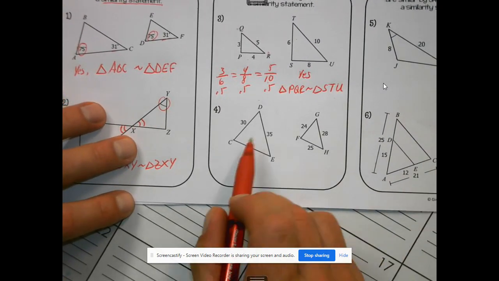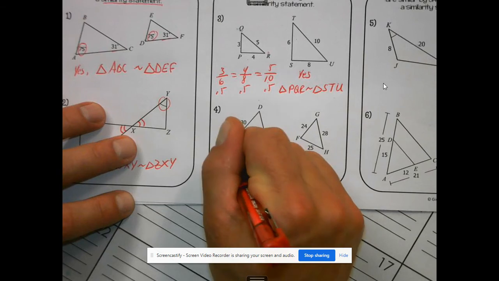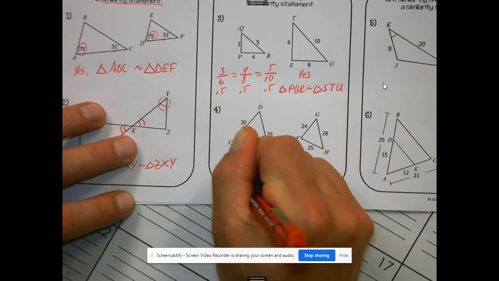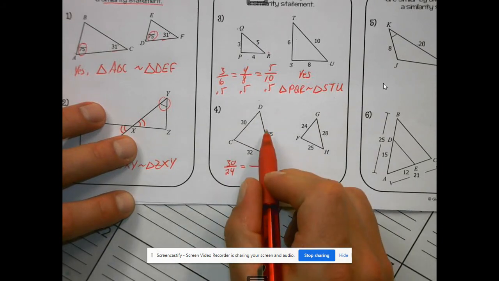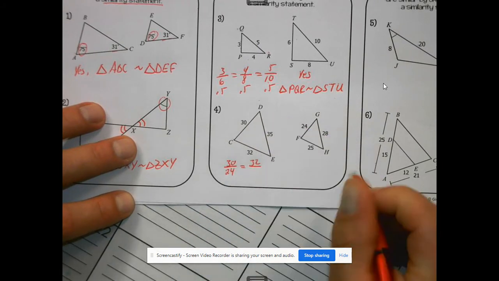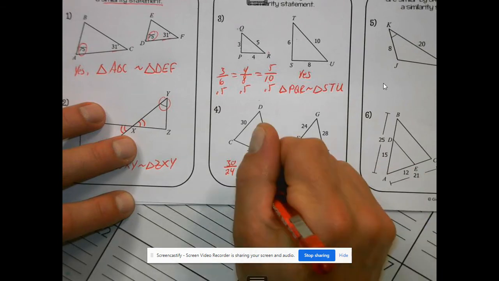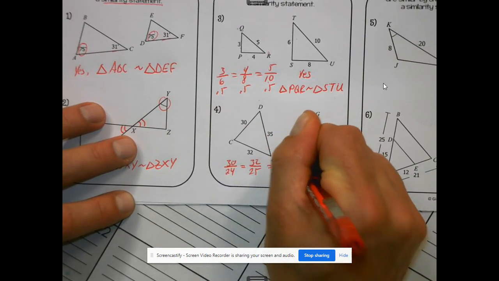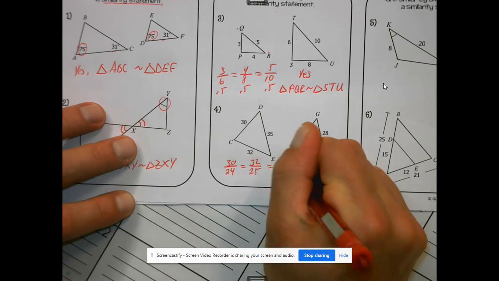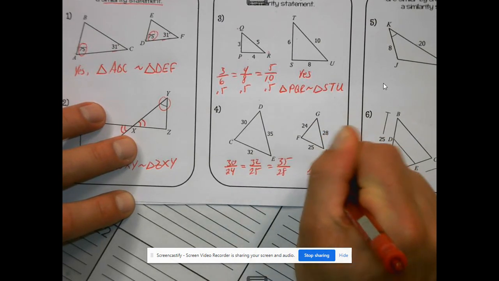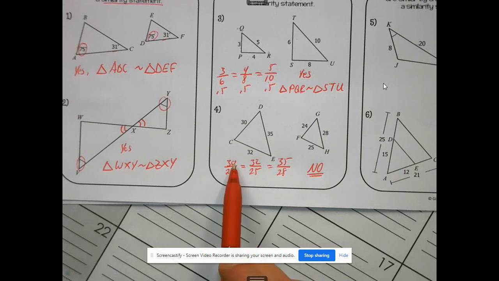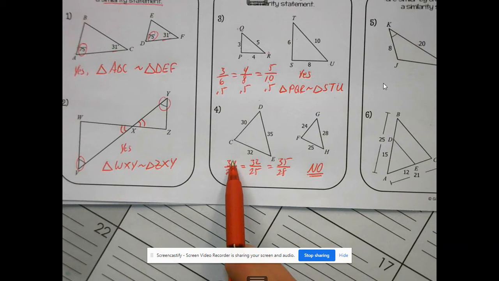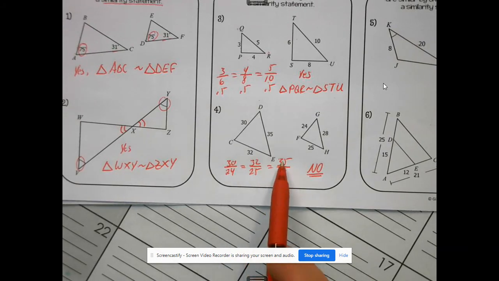Number 4, let's see here. Small on the left is 30. Small on the right is 24. Medium on the left is 32. Medium on the right is 25. Big on the left is 35. Big side on the right is 28. This is a no. If you type into your calculator, top to bottom for all of these, it does not match up. These are not in proportion whatsoever here.